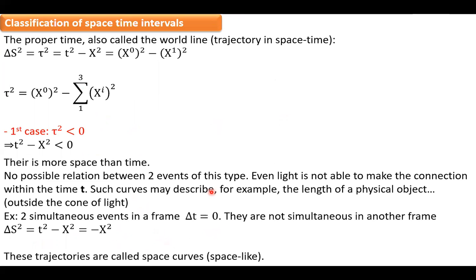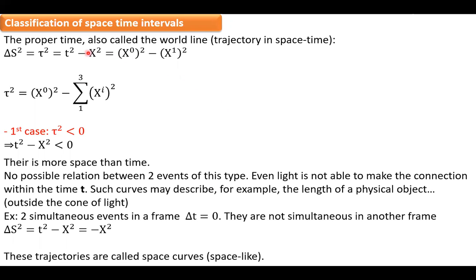Now I will give you some classification of space-time curves or space-time intervals. You know that your proper time, which is a distance, a trajectory in space-time, is also called the world line. Trajectories in 3D space, we call them trajectories. In a 4D space, or in space-time, we call them world lines. So the world lines are the trajectories in space-time.